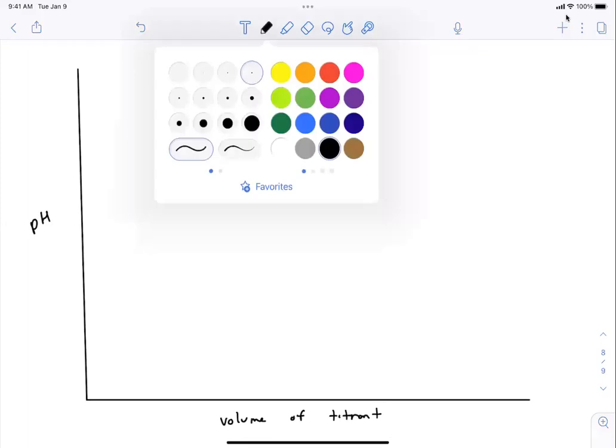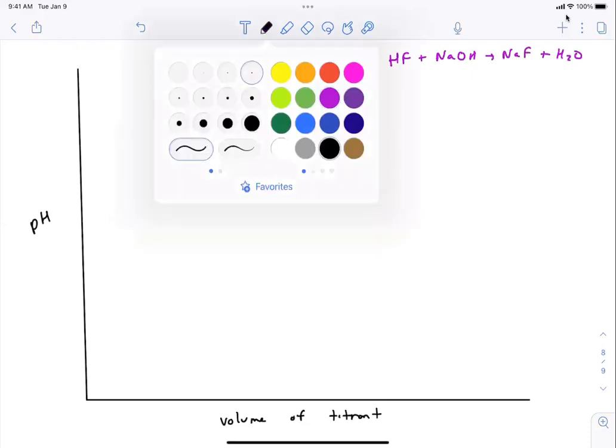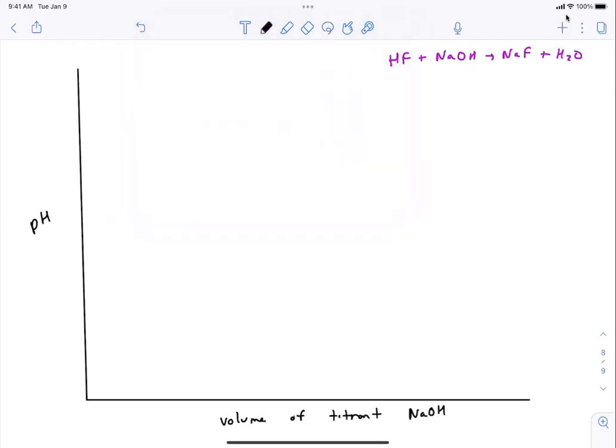Titrant is your known concentration. So, for example, let's say we're titrating HF plus NaOH yields NaF plus H2O. And let's pretend our titrant is NaOH. Well, our acid, because we're starting with HF, should start at a low pH. Not a super low pH, but a below 7 pH. And what will happen is something like this. Okay.